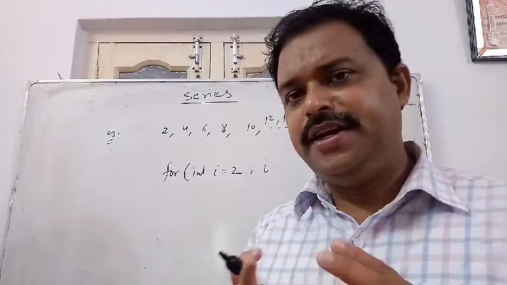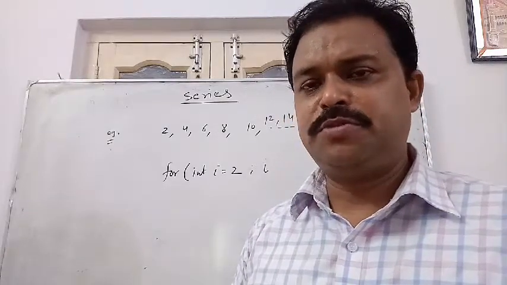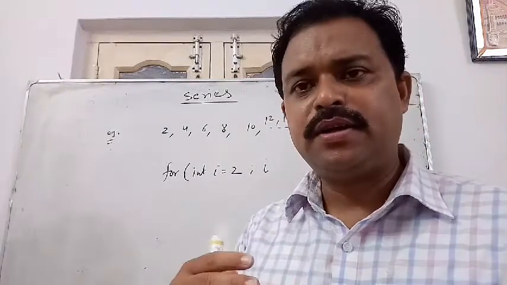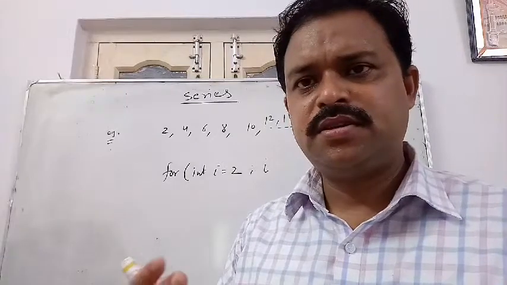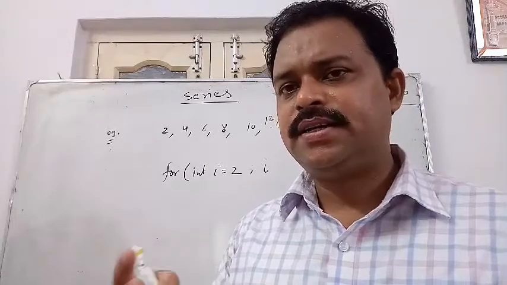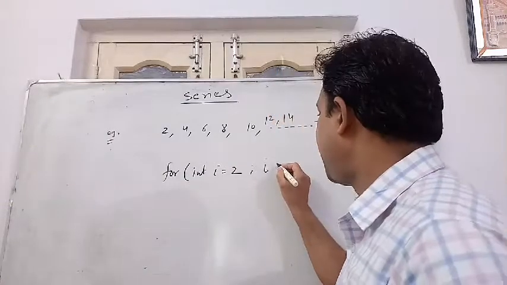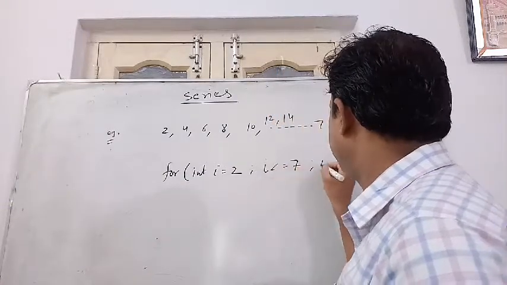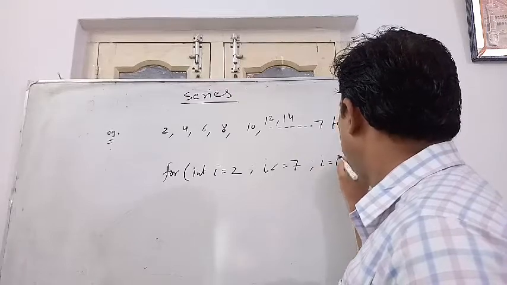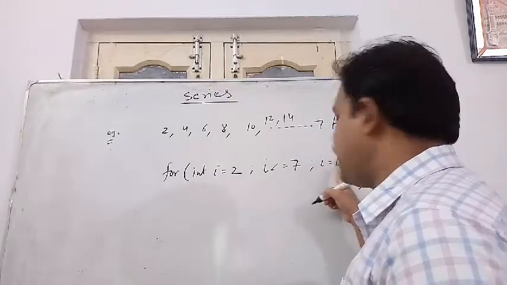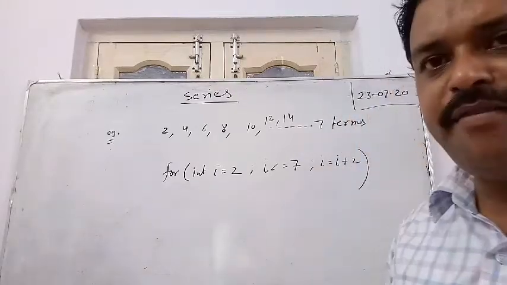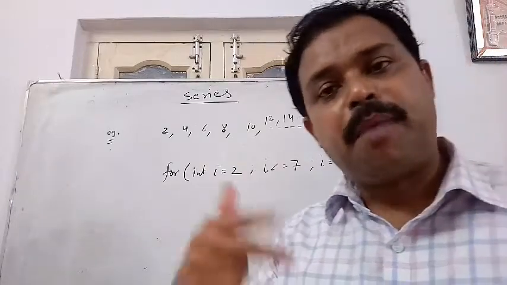I told that I need 7 terms. So it means that the loop has to repeat 7 times, then only you will get 7 terms. They used to write I less than equal to 7, I is equal to I plus 2. Why have they increased the value of I by 2?